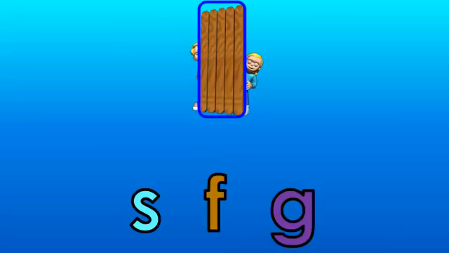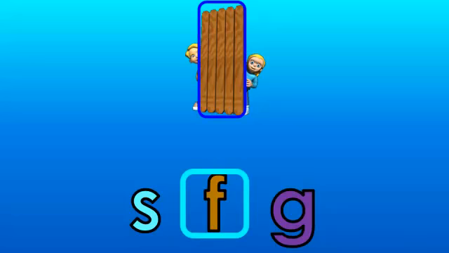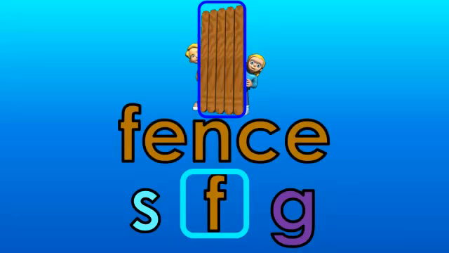What is the beginning sound of the picture? F is for fence.